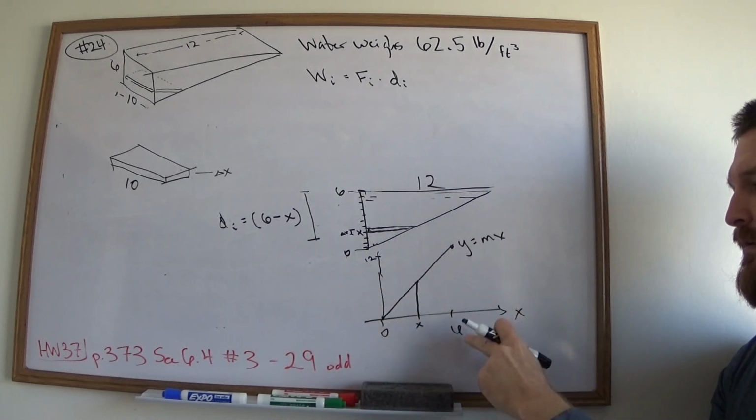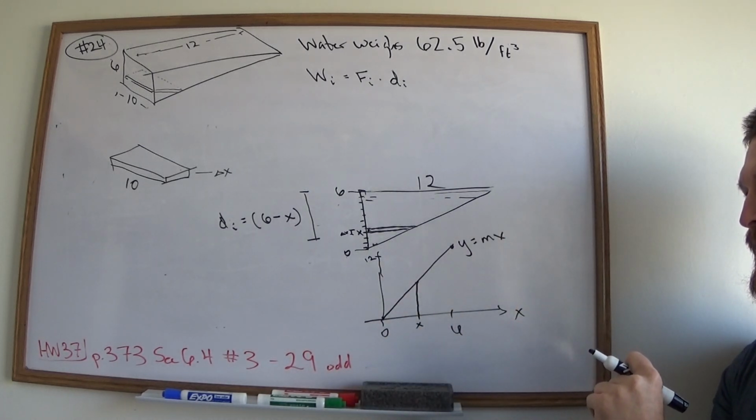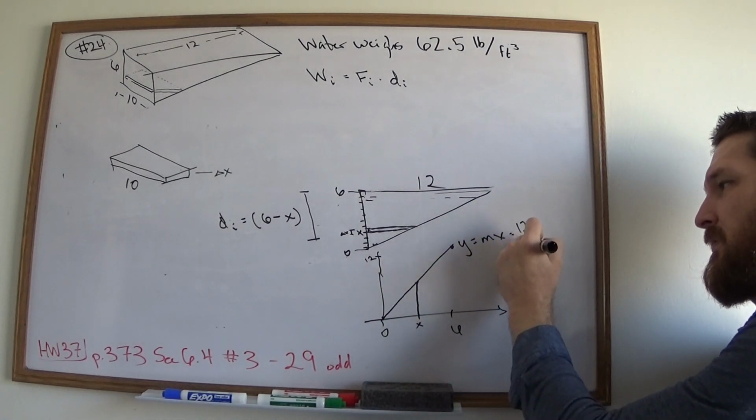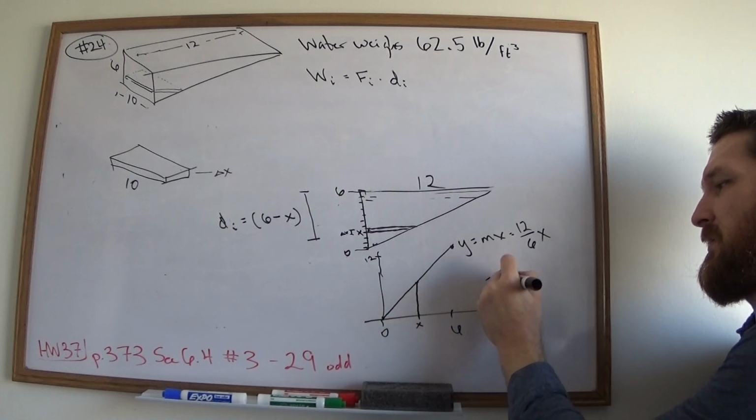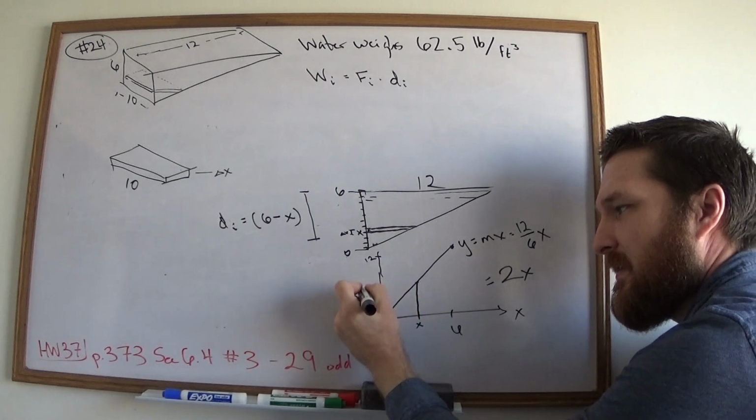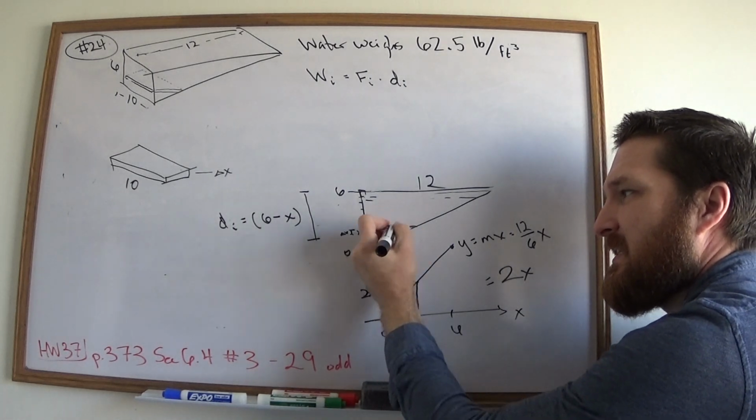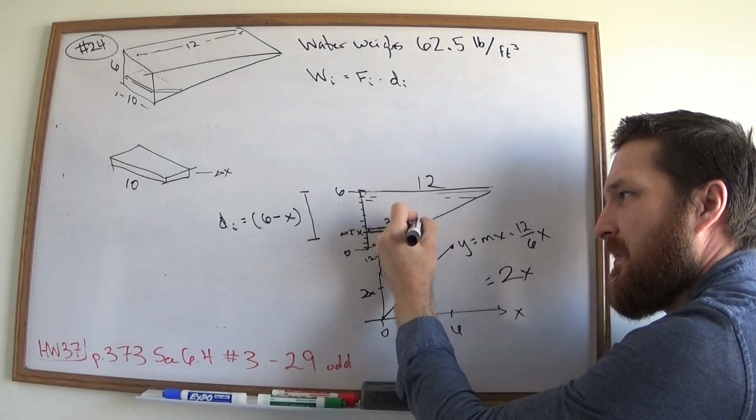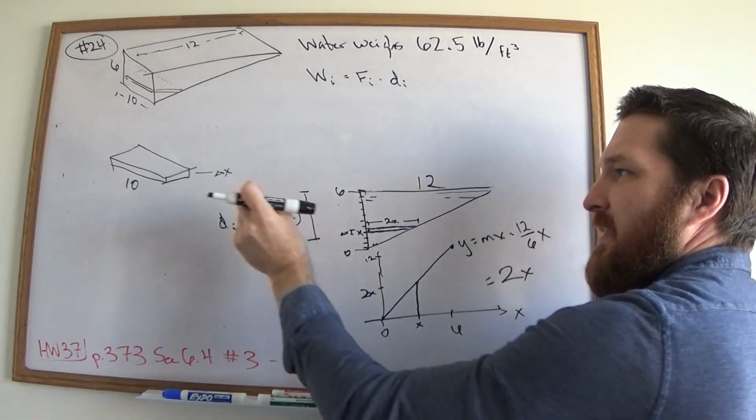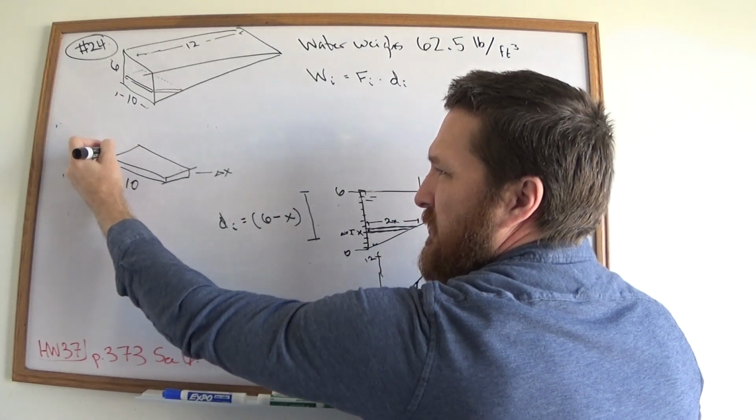12 over x. 12 over what? 12 over 6. 12 over 6x, which is just 2x. Okay. So that height right there is 2x, which means that this distance right here is 2x, which means that that depth right there is 2x.